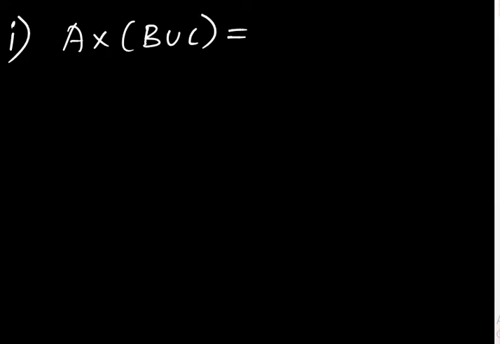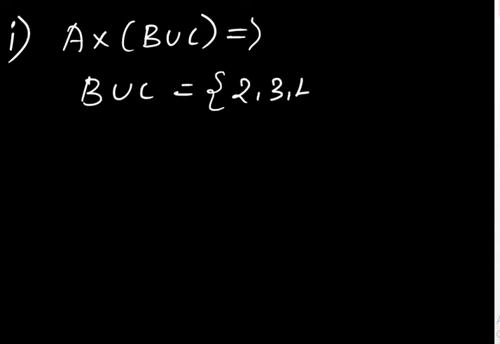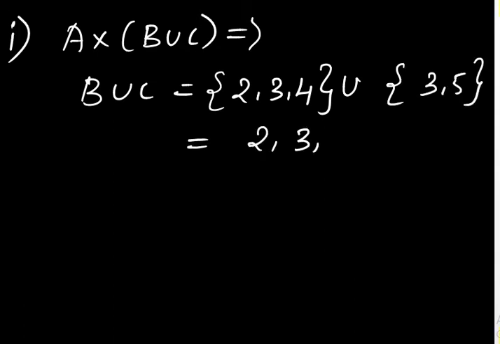To solve that, first we need to find the LHS value. So the LHS value is A cross (B union C). First we'll find B union C. The B value is the set of 2 comma 3 comma 4 and the C value is the set of 3 comma 5. So when you club these values, we'll get 2 comma 3 comma 4 comma 5. If a value is repeating, you just have to write it once.